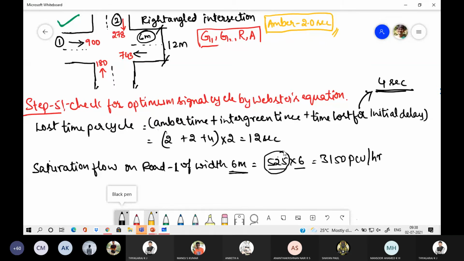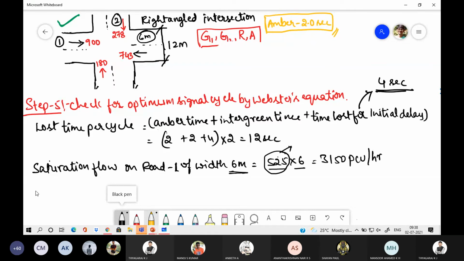I have shared some values in the uploaded notes in MS Teams, where the saturation flow is given for different widths of the road. So for 6 meter, we are going to get 525 into 6.